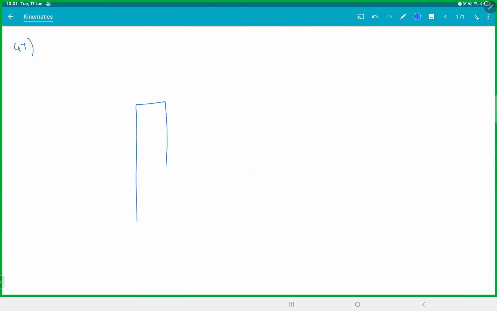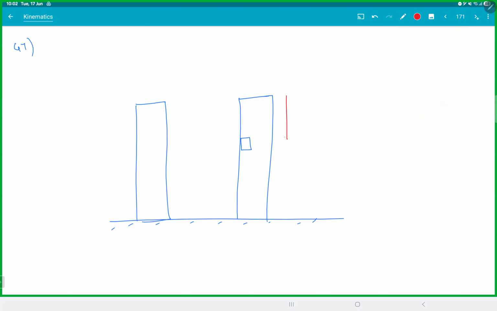Let's say we have a building here. We have one more building here. So there is a window here at a depth of 20 meters from the top. The distance between the buildings is also 20 meters. Someone projected a stone with speed 20 meters per second. So this stone went inside and fell into the window at an angle theta. Find theta.